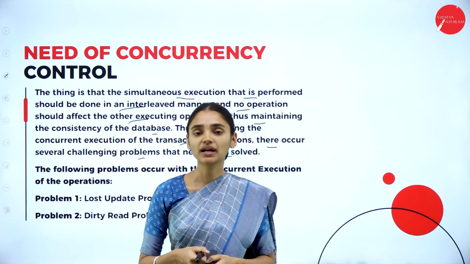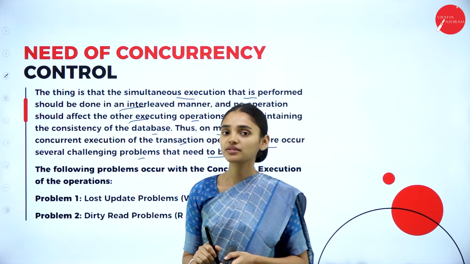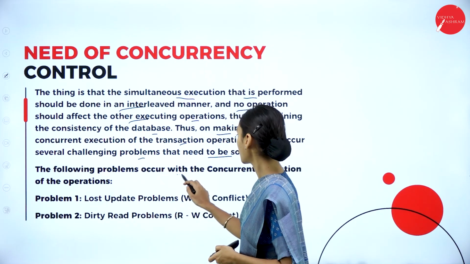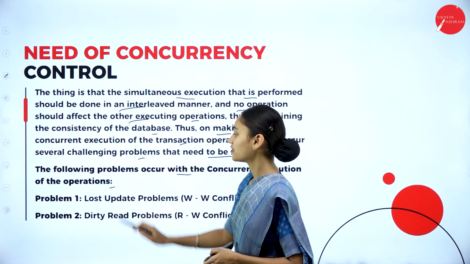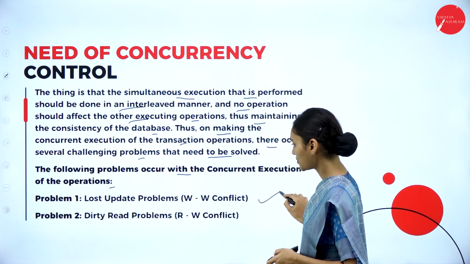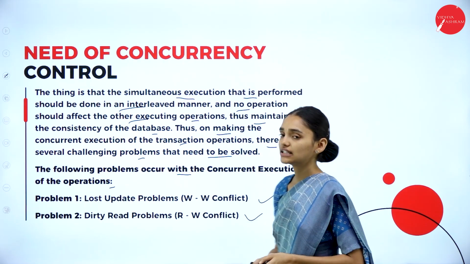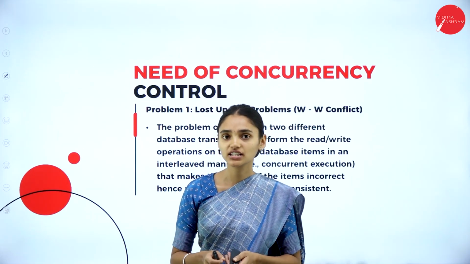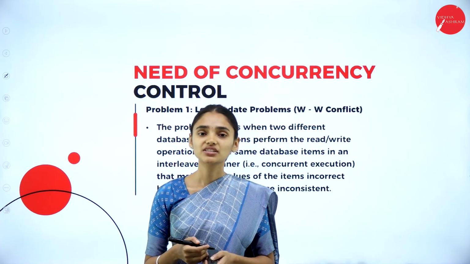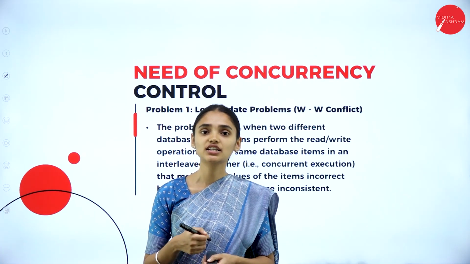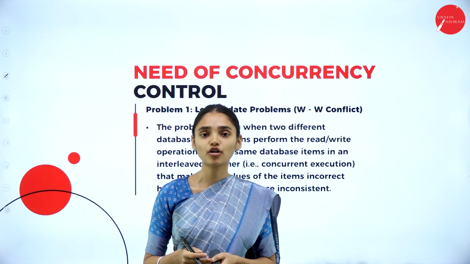So while performing concurrent execution, there are two problems that occur. The following problems occur with the concurrent execution of the operation: the lost update problem, and next is the dirty read problem. So the first one is the lost update problem. The name itself says that it loses its update while performing some operation.